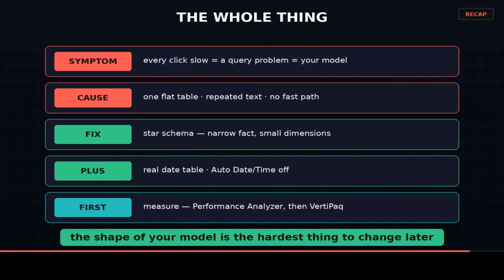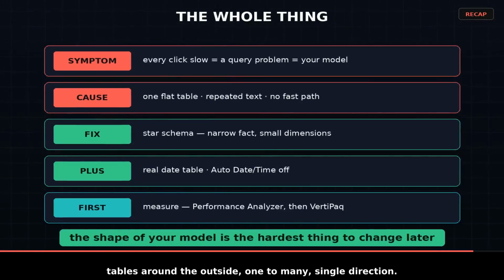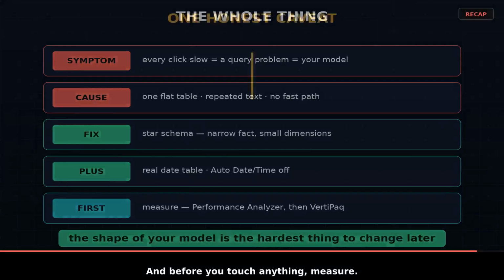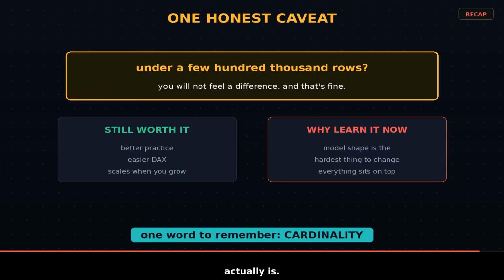The fix is a star schema, a narrow fact table of keys and numbers in the middle, small dimension tables around the outside, one-to-many, single direction, plus a real date table and auto date time turned off. And before you touch anything, measure. Performance Analyzer first, then VertiPaq Analyzer to see where the size actually is.